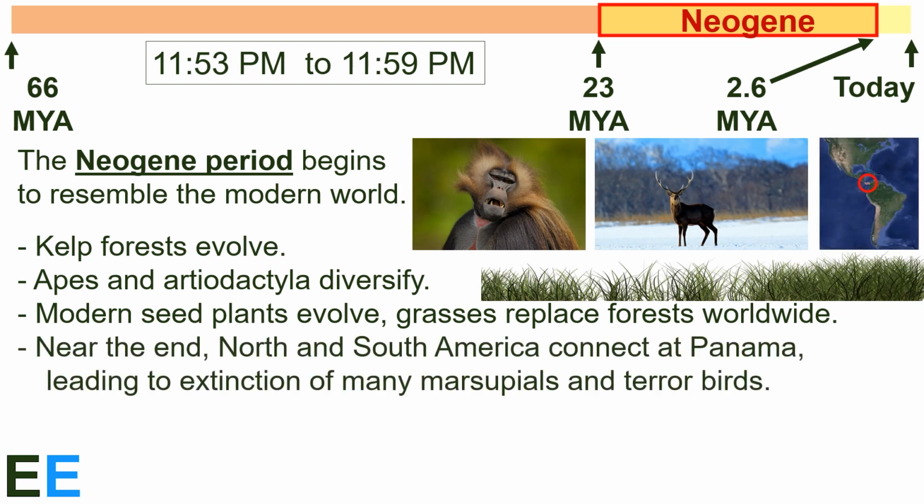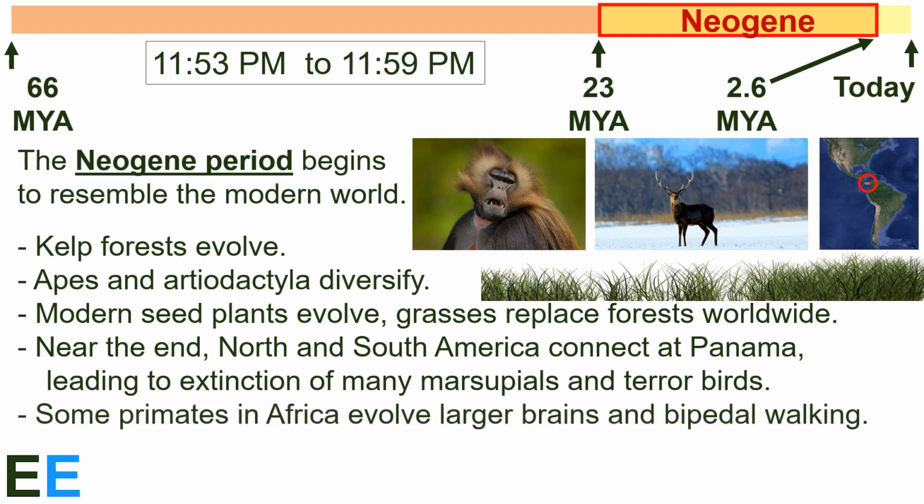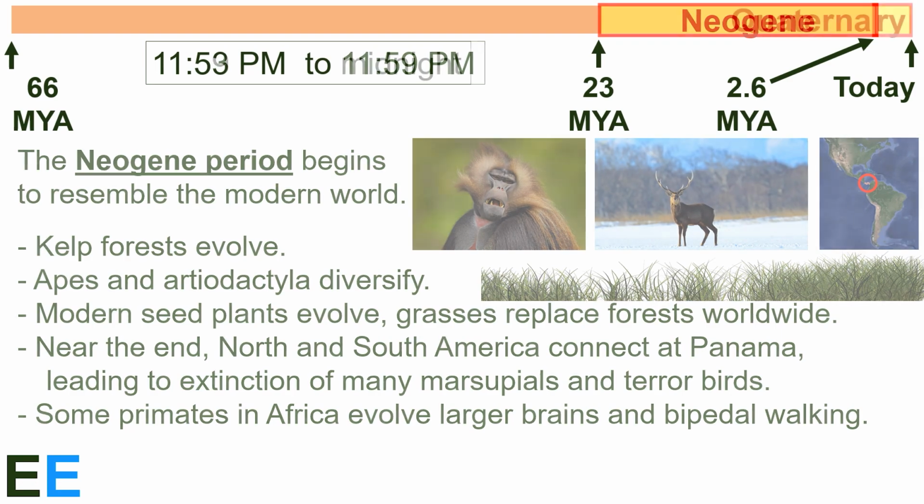Near the end of the Neogene, North and South America connect at a new land bridge in modern-day Panama. This leads to widespread extinction of many South American groups, including many marsupials and the terror birds. And most importantly, some primates in Africa evolve larger brains and bipedal walking. By doing so, they free up their hands for tool use and begin to live a brand new lifestyle, one based on brains instead of muscles or speed.